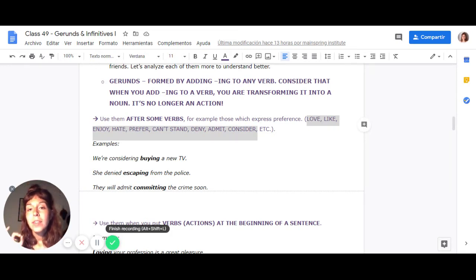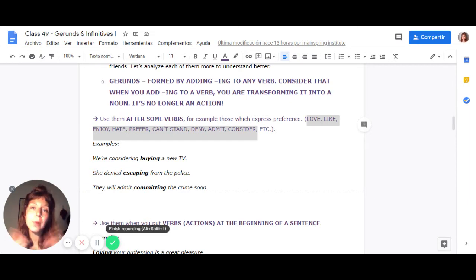So, the first thing that you have to remember is that a gerund is an action, a verb, to which we add an ing form. Okay, entonces, los gerundios son acciones a los que les agregamos ing. Let's not get confused with continuous forms, which are a different thing. No nos confundamos con el present continuous, past continuous, present perfect continuous, etc.